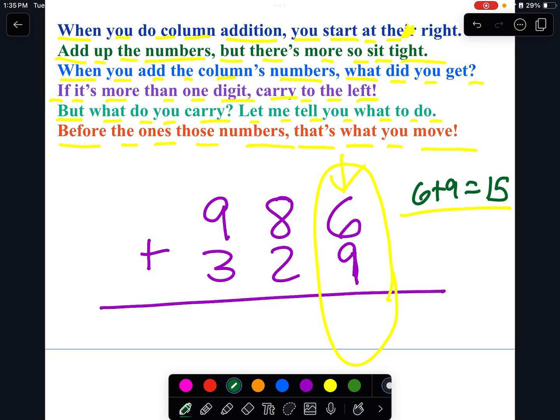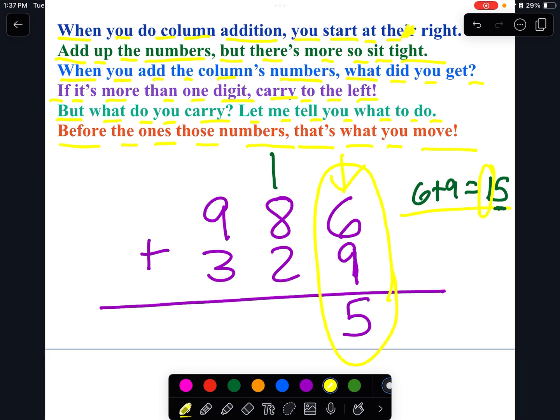Let me tell you what to do. Before the ones, those numbers, do a different color. Before the ones, those numbers, that's what you move. So we're going to move the 1 because it is before the ones place, so we move the 1 over here. 6 plus 9, we keep the 5 over here.